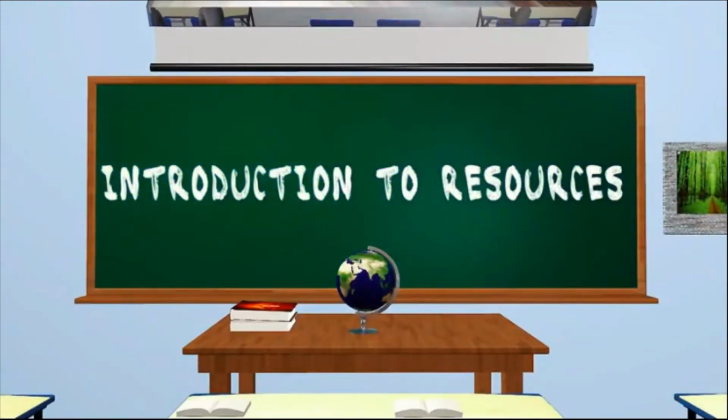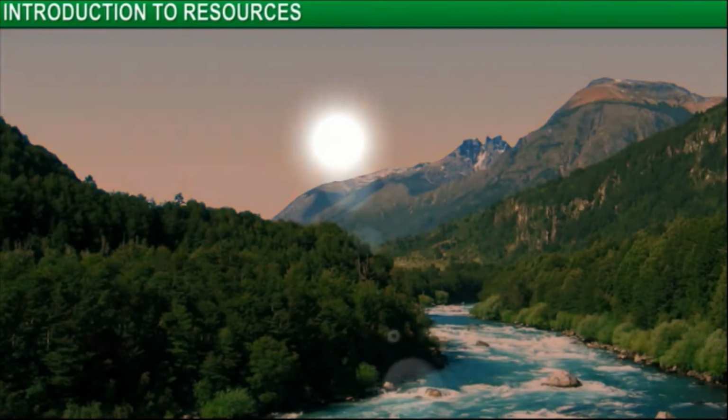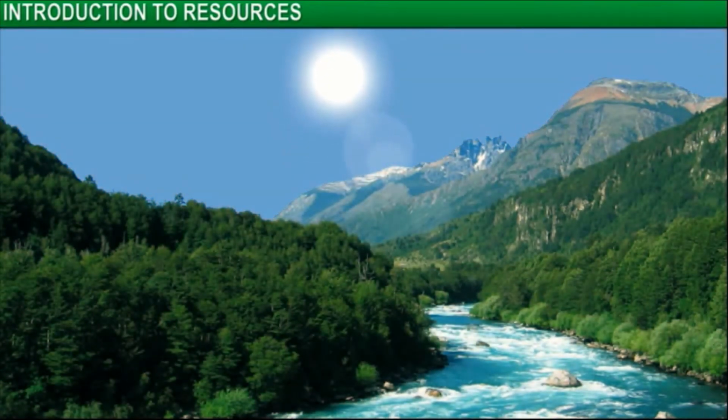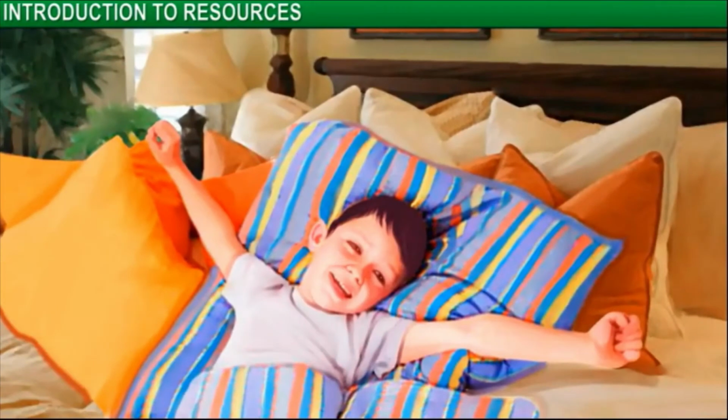You will be introduced to different types of resources that we have in the world around us. Every day, from morning to night, we use various objects to do our daily chores and fulfill our needs. Let's begin with the start of the day. What is the first thing you do when you wake up in the morning?